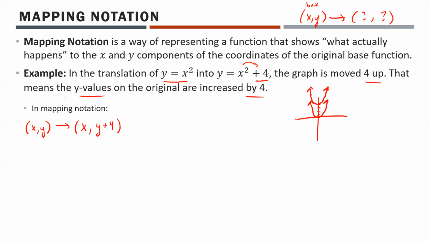So what mapping notation shows is that since we've said we are moving the graph up 4, all that means we're doing is taking the y values and increasing them by 4. We're not touching the x values, so the x values would stay the same.